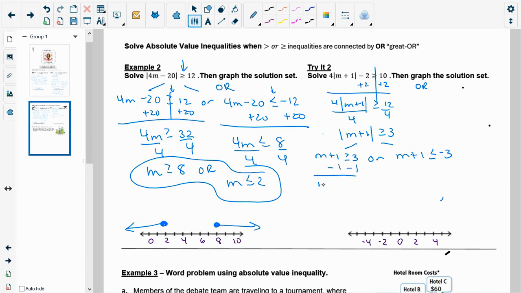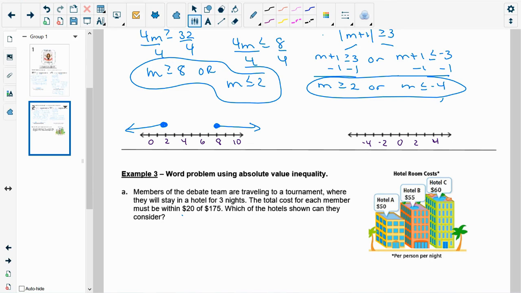Now I'll solve. So I have m is greater than or equal to 2, or I have m is less than or equal to negative 4. So that's my final answer right there. Now I just have to graph it. So I have m is greater than or equal to 2, so I have a closed circle to the right, or m is less than or equal to negative 4, so a closed circle above negative 4 to the left.